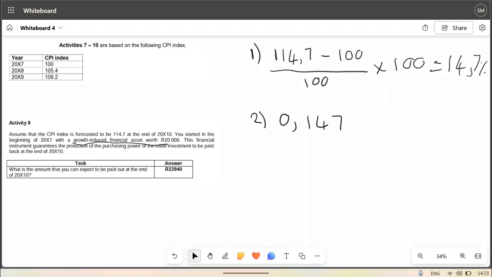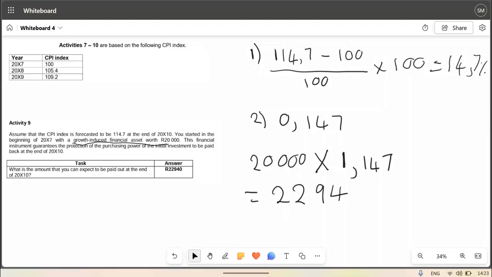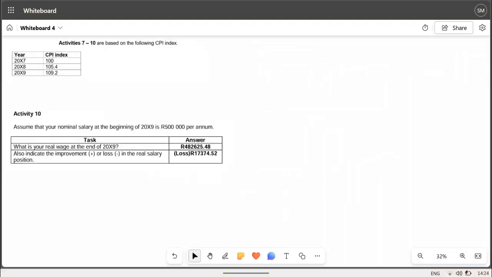So when I calculate the impact, this is where it differs. Instead of dividing, I am now going to multiply because this is a growth-induced financial asset. Inflation doesn't affect this asset, right? So we're now going to say 20,000 multiplied by, remember, 1.147, and this is going to give you the answer 22,940.